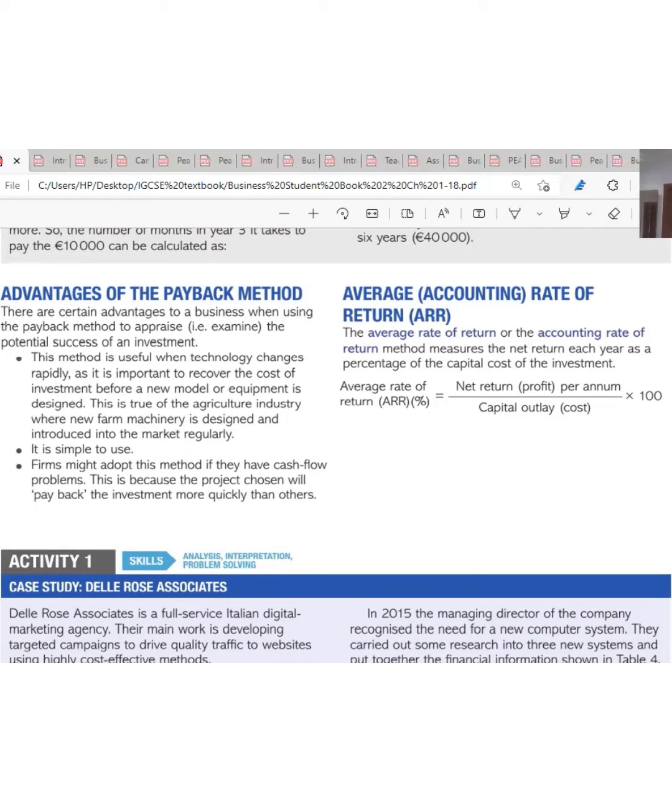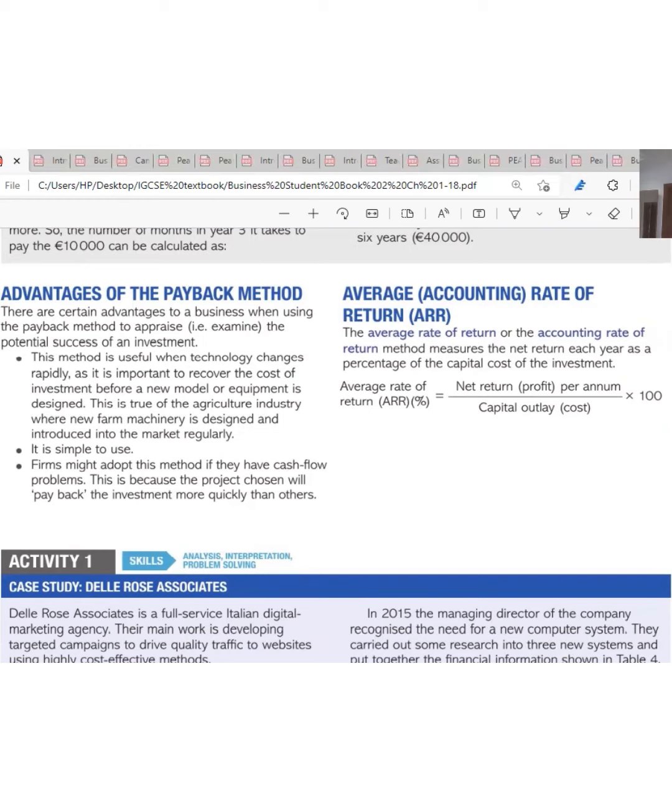The third one. This method is suitable for firms with cash flow problems because the projects chosen will pay back investment more quickly than others. Like the accounting average rate of return, it takes time. You need to think about the profit you make per annum, per year, and the capital you are investing in it. But for the payback period, if you're having a problem with cash flow, you'll be able to know that if we are investing in this project, the cash will come back in the next 2 years. A business that is having a problem with cash flow would not want to go with a project that is going to take forever before the investment will return.